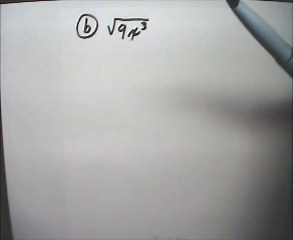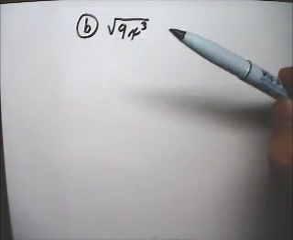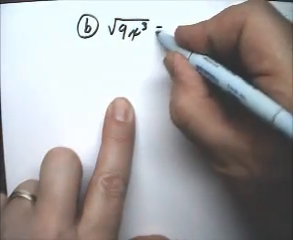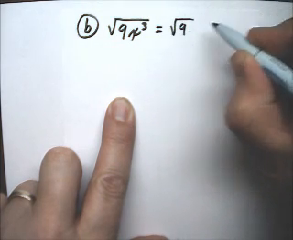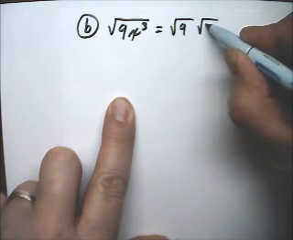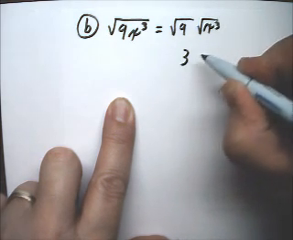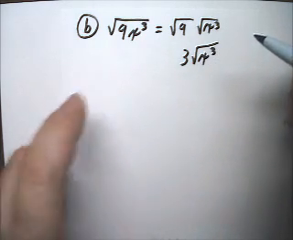B is very similar. Square root of 9, well, that's 3. So right off the bat, I can simplify this into the square root of 9 times the square root of x to the third. And that's 3 times the square root of x to the third.